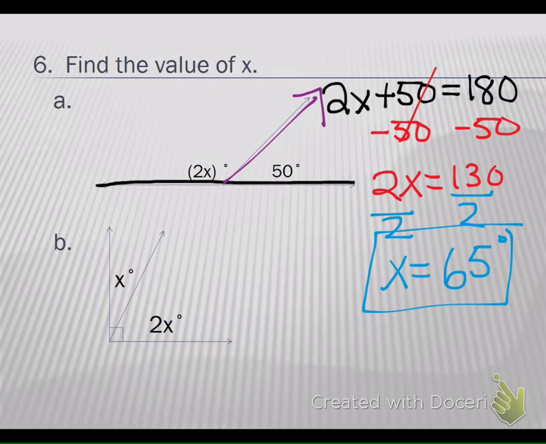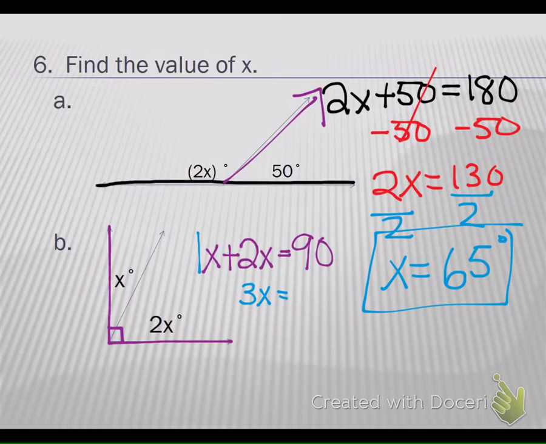In part B, do they add to 180? No, they make a right angle. How big's a right angle? 90. So this time when I write the equation, I'm going to put a plus sign in between the angles, and they're only going to equal 90. All right, like terms 1x and 2x is 3x equals 90.